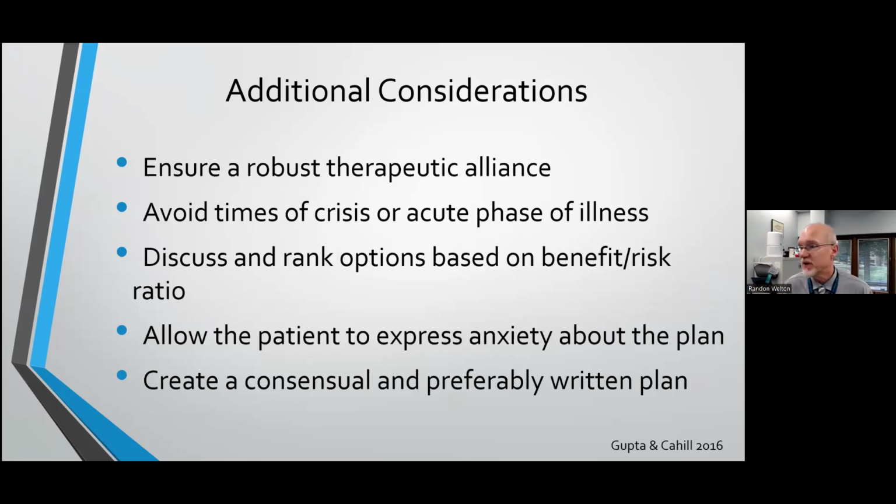And some authors were also suggesting you create a consensual and preferably written plan so that they know we're going to decrease this by this amount. These are the things we're going to monitor. And in a month, we're going to consider whether it's a good idea or a bad idea. If it's a good idea, we're going to continue decreasing this much. You write it out for them so that it's planned, structured, and systematic. They know what to expect.